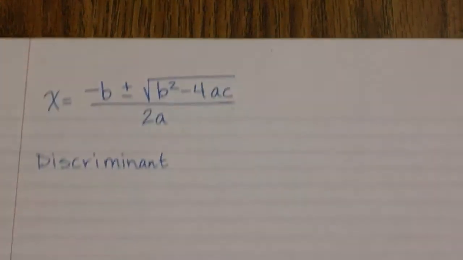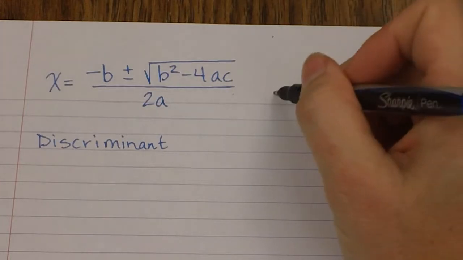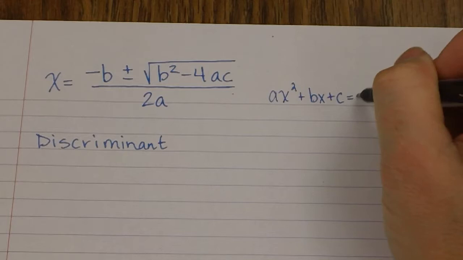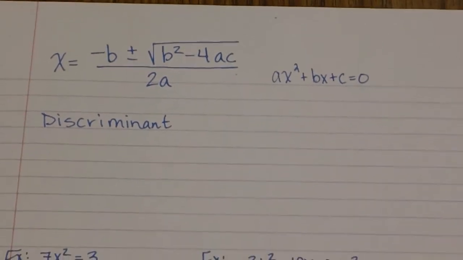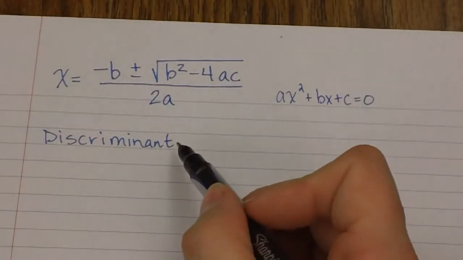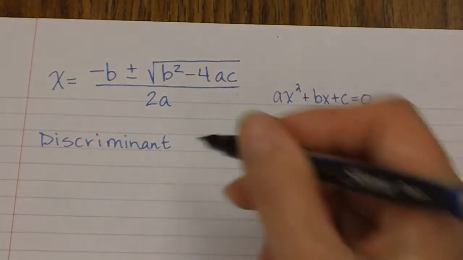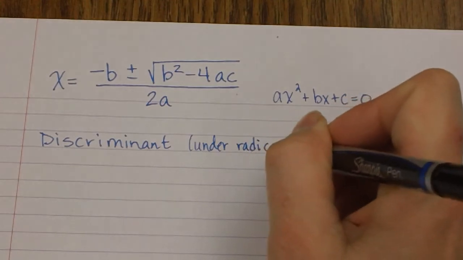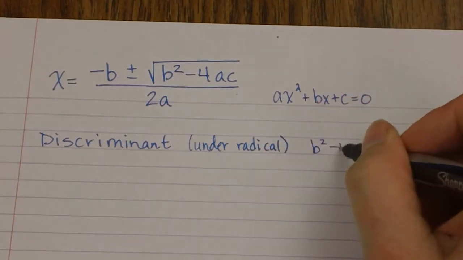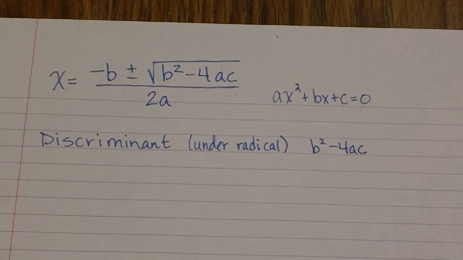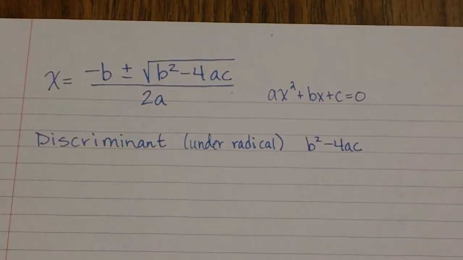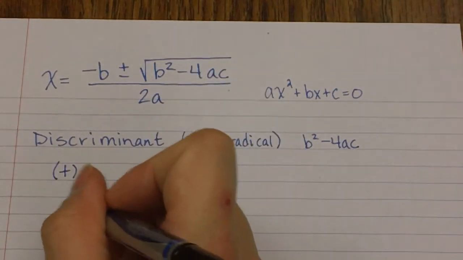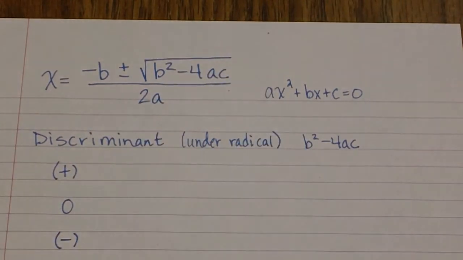And we also talked about the discriminant. Remember that these are used to solve ax squared plus bx plus c equals 0, quadratic equations in standard form. The discriminant is the stuff under the radical, so the discriminant is b squared minus 4ac. We talked about the three possibilities for the discriminant: it can be positive, it can be 0, or it can be negative.